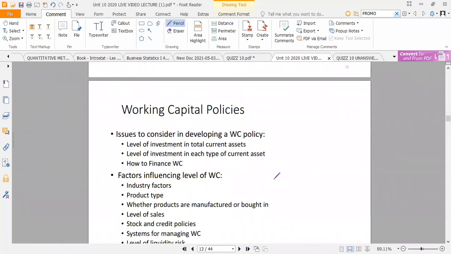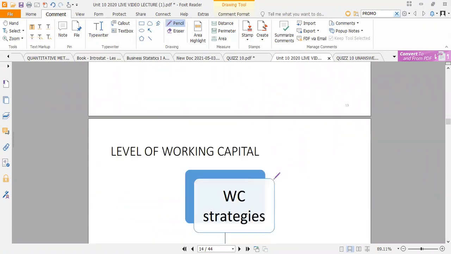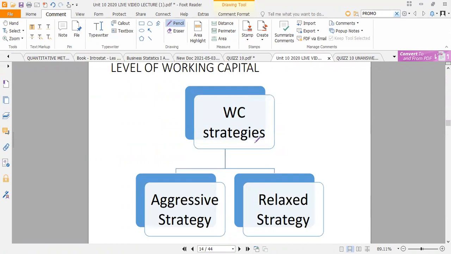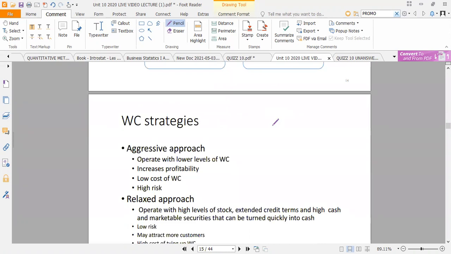So working capital policies also influence the level of strategies that will be put in place. Working capital has mainly two kinds of strategies: the aggressive and the relaxed strategy. When you're dealing with the aggressive strategy, here we're operating with lower levels of working capital.